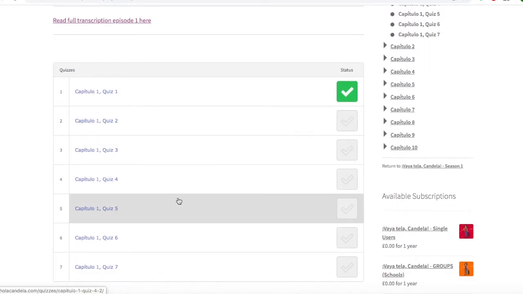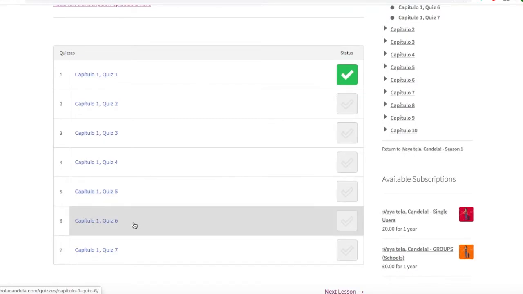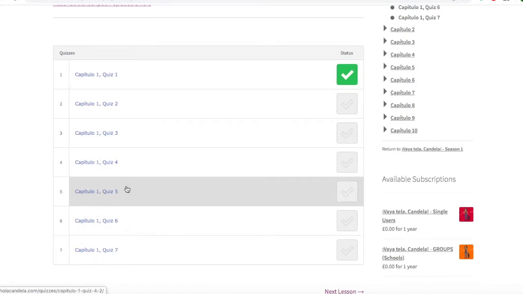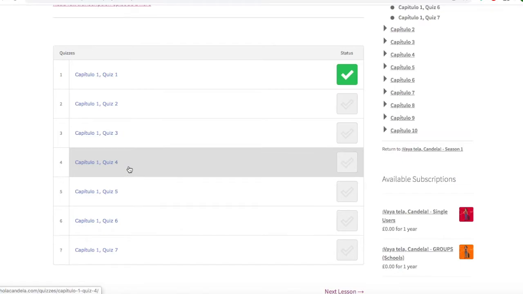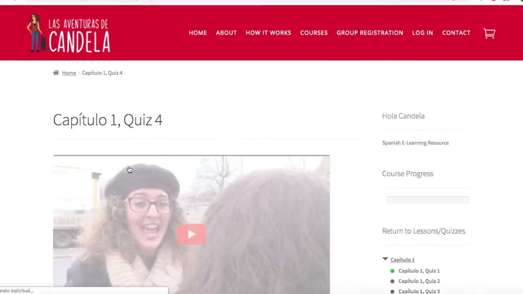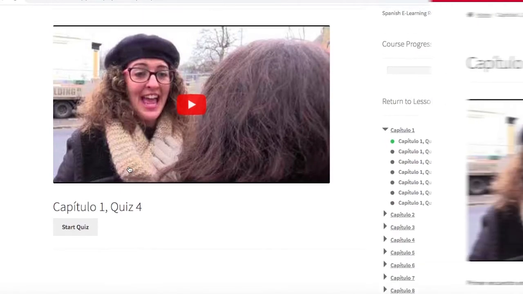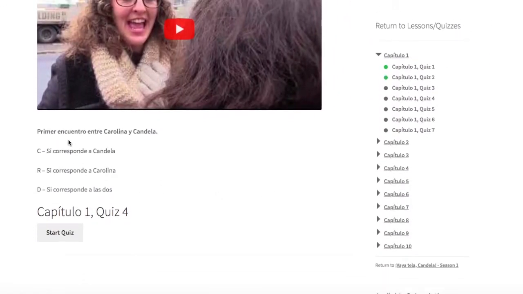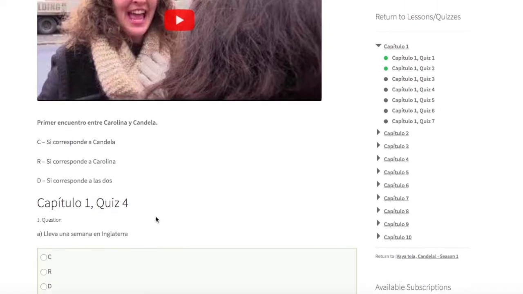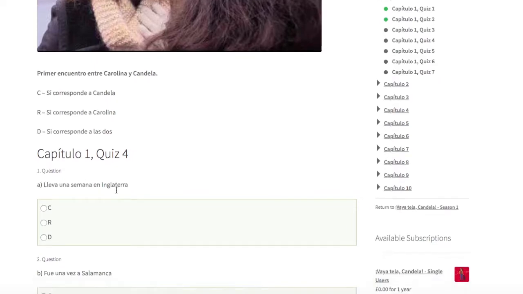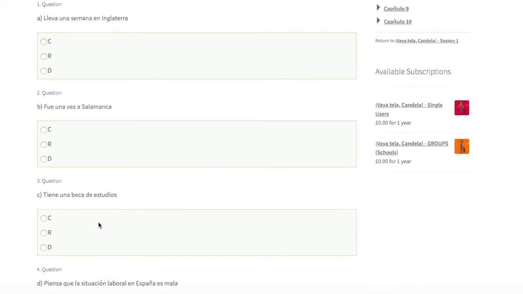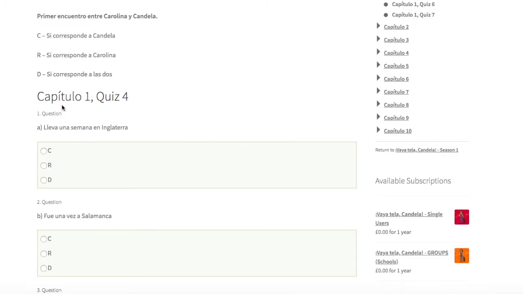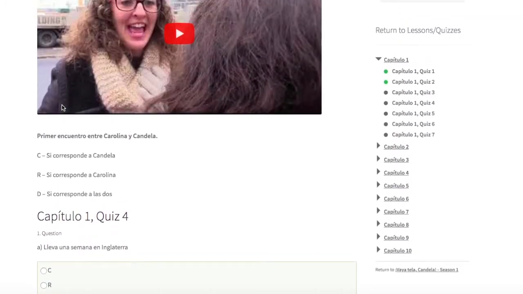However, because some people ask for it, I've opened all the episodes. So for example, a student could do quiz 4 now. If they just want to practice a specific type of activity, we can see the quiz 4. In here is showing the first time Carolina and Candela met, and a student has to relate each sentence to one person. There is a similar exercise they have to do in one of the exam boards.